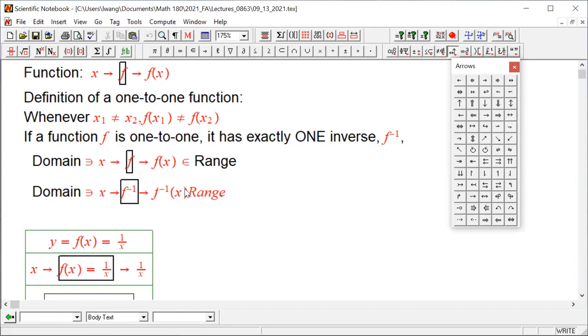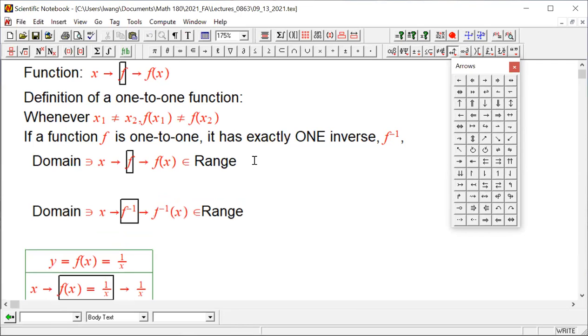I'm going to draw some. So this is the range. In this relationship, the domain for the function and the range for the inverse function, these two are the same. And the range for the function and the domain for its inverse, these two are the same.